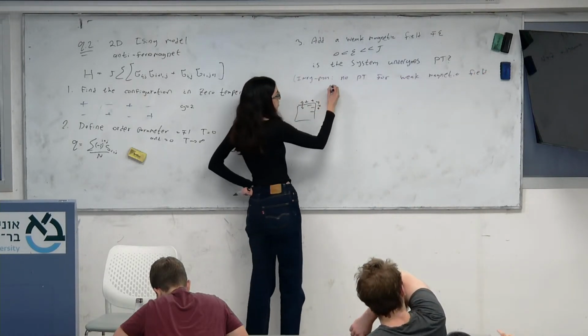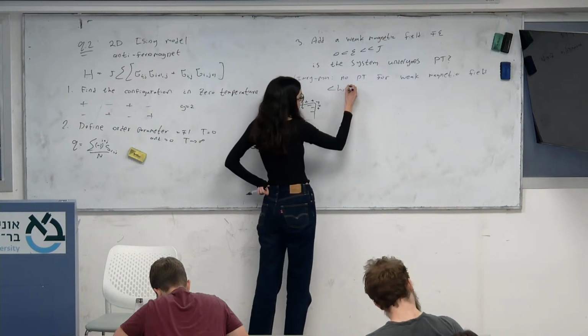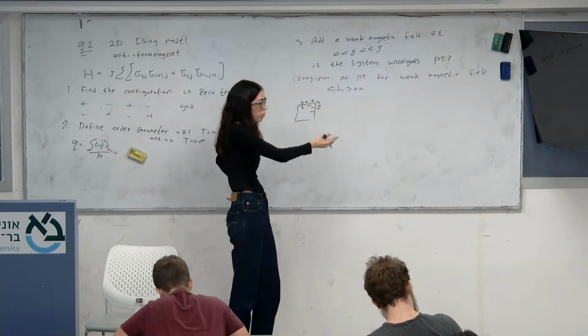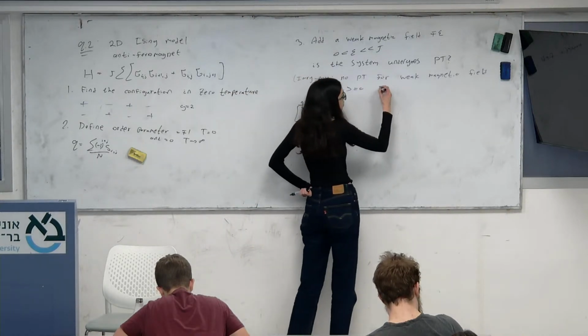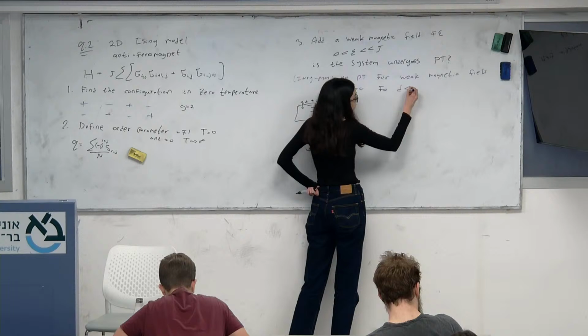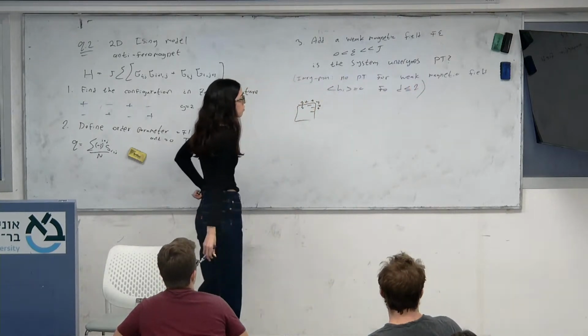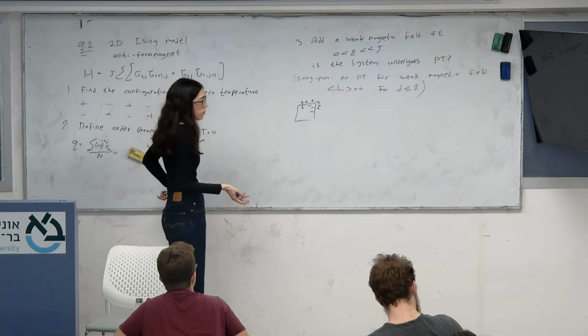Under the condition that the average magnetic field is 0, we don't need it here, but it's an important condition, for d smaller or equal to 2. Which actually only translates to d equal to 2, because for d smaller than 2 we don't have a phase transition to begin with.